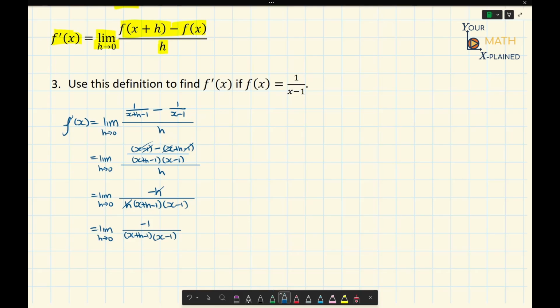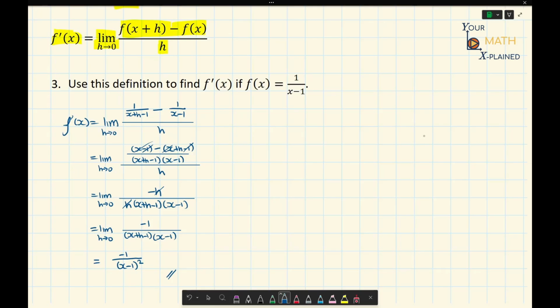And now since we're no longer dividing by 0, we can go ahead and do our direct substitution. So we end up with this is equal to negative 1 over, and once we substitute in h is equal to 0, we would get (x minus 1) times (x minus 1) on the bottom. So that gives us (x minus 1) squared. So our final answer is f prime of x is equal to negative 1 over (x minus 1) squared.